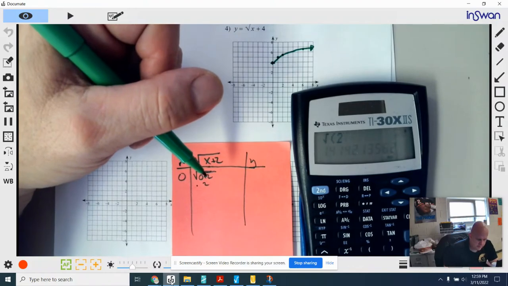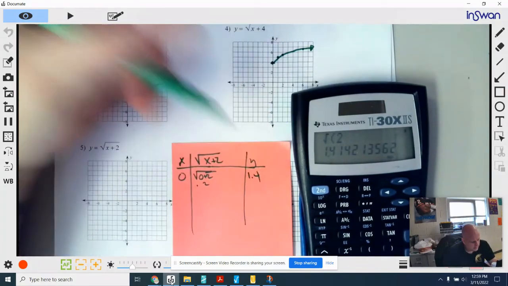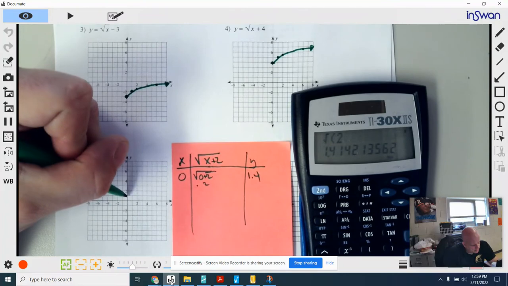So square root of 2 again is about 1.4. So I plugged in 0. This time I got about 1.4.